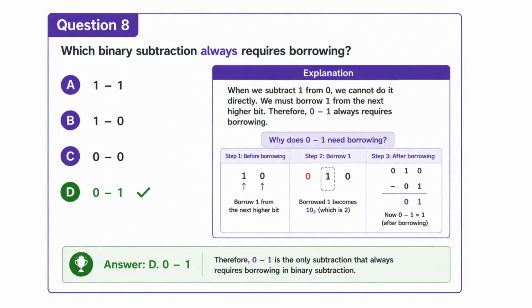Here's an important rule in binary subtraction. Which subtraction always requires borrowing? The answer is 0 minus 1. You cannot subtract 1 from 0 directly, so you must borrow from the next higher bit. After borrowing, the subtraction becomes possible. Therefore, the correct answer is D. 0 minus 1.